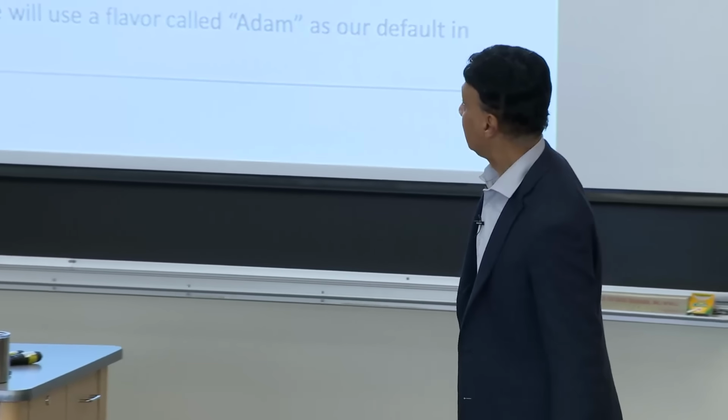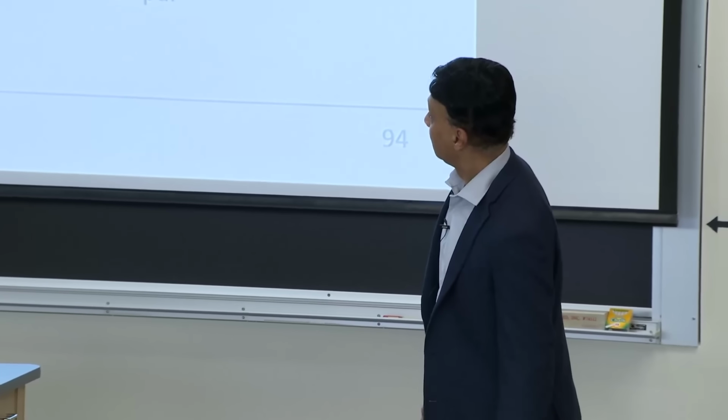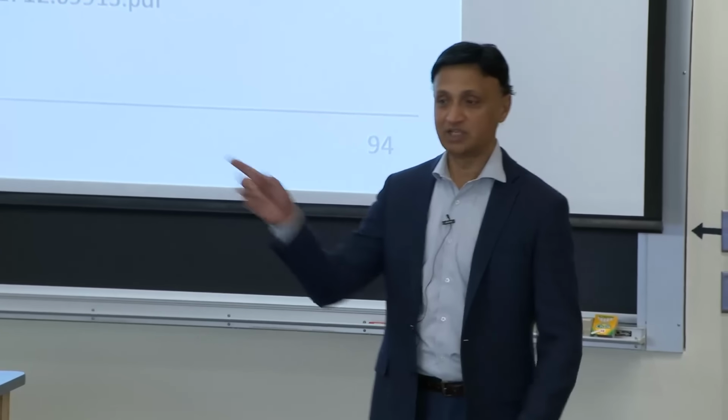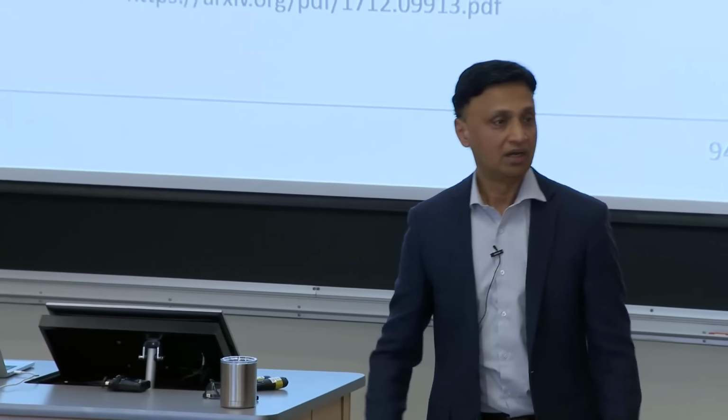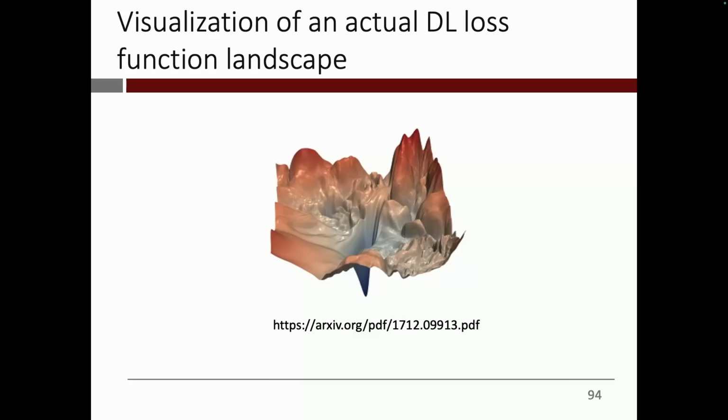All right. By the way, you know all these pictures I've been showing you, a nice little function like that, a little bowl, and so on. This is a visualization of an actual neural network loss function. You can see the hills and valleys and the crags and so on and so forth. And you can check out that paper to get more insight into how they actually came up with this visualization. It's crazy. It's complicated.